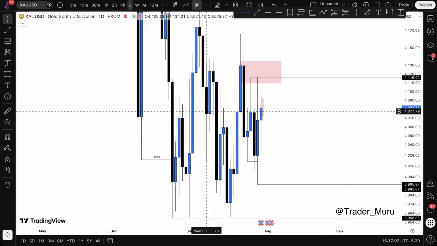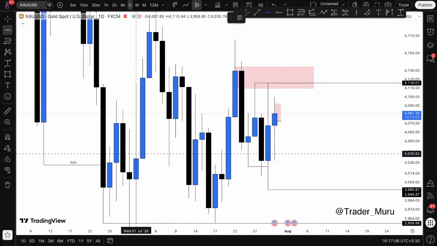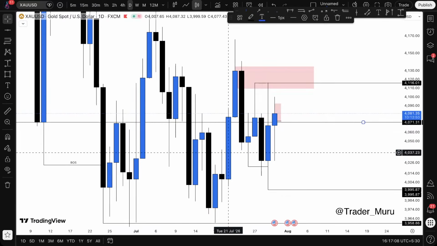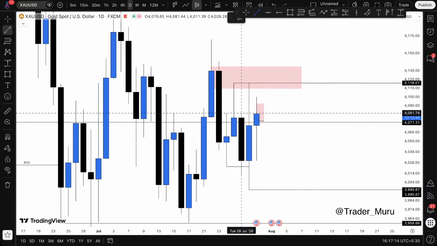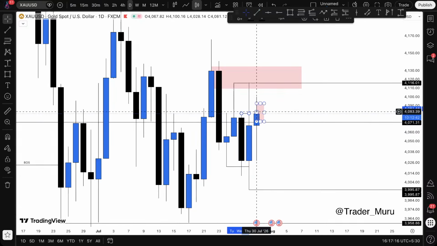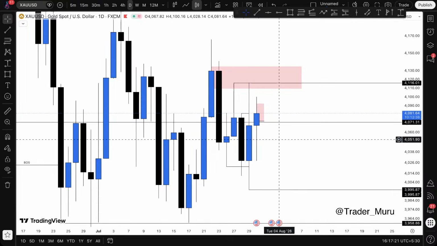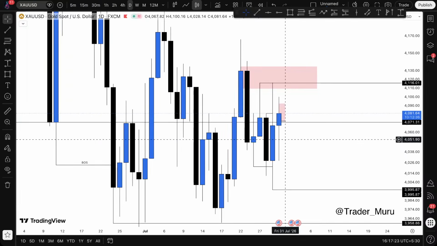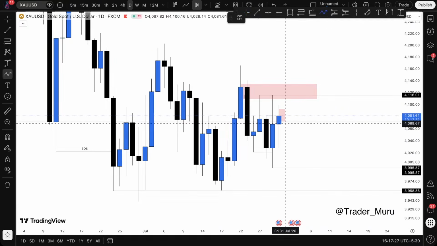We have a daily time frame sweep and we were expecting price to close below here. We have a closing, that means it is just a sweep and liquidity hunting. And now we are expecting price to drop more. So today we are going to analyze gold and find an entry for this move.